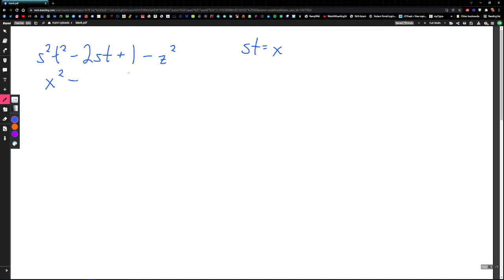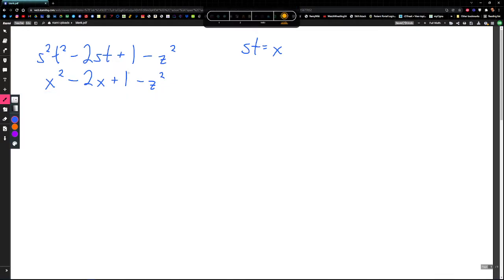And then minus, in the middle term, you have 2st. Again, st gets substituted as x. So you have 2x plus 1. And then minus z squared. So from here, for these first three terms, we have ourselves a quadratic trinomial, which hopefully you're familiar with factoring.